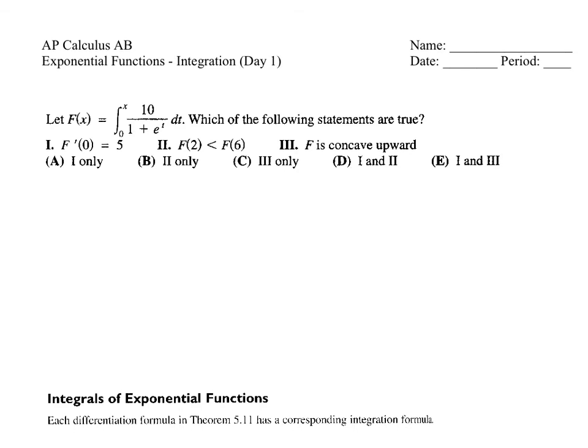All right, so let's start out just with a quick review with a multiple choice problem here. We've got let f of x equal the integral from 0 to x of 10 over 1 plus e to the t dt. Which of the following statements are true? Now, when you see that integral, what comes to mind? There we go, the second fundamental theorem of calculus, or fundamental theorem of calculus part 2, however you want to remember that.